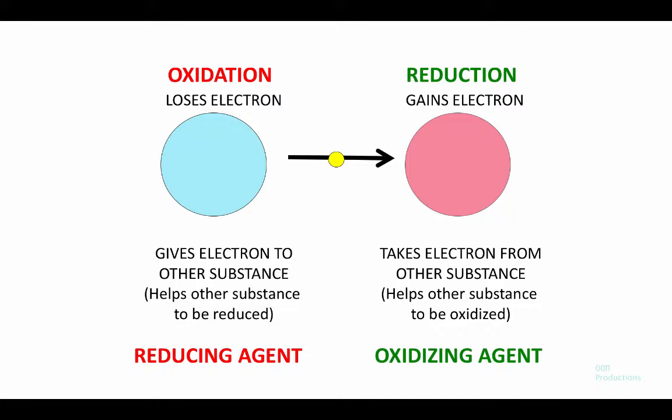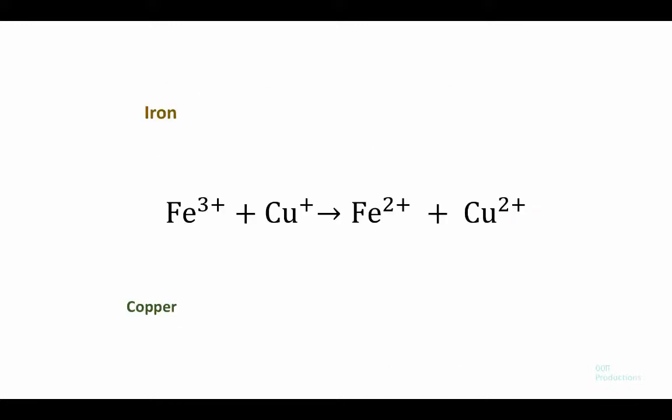We have a substance undergoing reduction, which is also the oxidizing agent because it causes the other substance to be oxidized. Let's look at a very simple redox reaction. Here we have iron and copper reacting with each other. At the start of the reaction, we have iron 3+ reacting with copper +. And at the end of the reaction, we have iron 2+ and copper 2+.